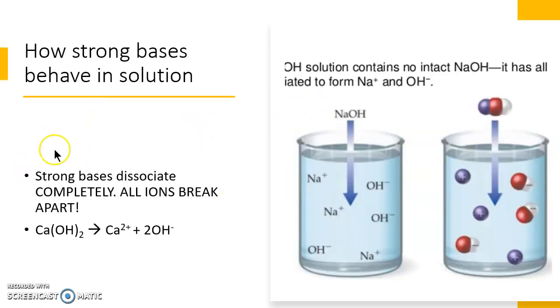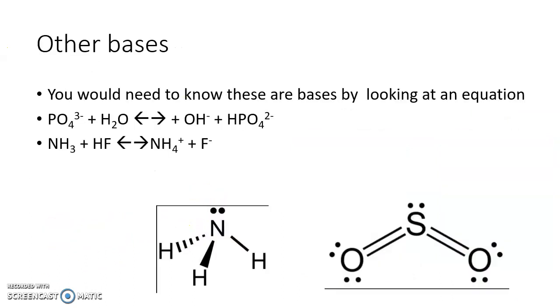Okay. So here's an example of how a base can behave in solution. It can completely dissociate. So here's calcium hydroxide. It will break apart into one calcium and then two hydroxide ions. Here's another one. Here's sodium hydroxide as a complete molecule, but once it's in water, it breaks apart into the sodium ion and the hydroxide ion. These are the easier bases to tell because you can see the hydroxide and you'll know that they'll pop off or dissociate.